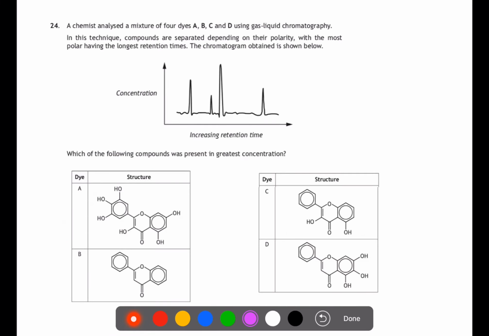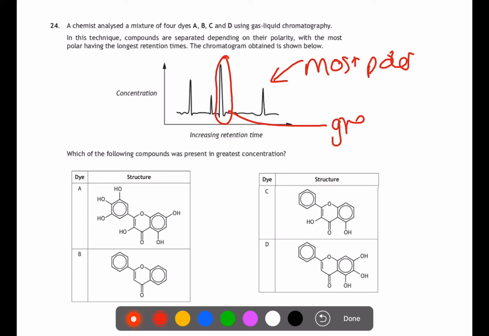Question 24. A chemist analysed a mixture of 4 dyes, A, B, C and D, using gas-liquid chromatography. In this technique, compounds are separated depending on their polarity, with the most polar having the longest retention times. The chromatogram obtained is shown below. Which of the following compounds was present in greatest concentration? So on the chromatogram, this is the most polar compound, and the second most polar has the greatest concentration.